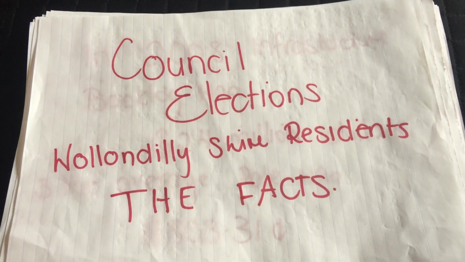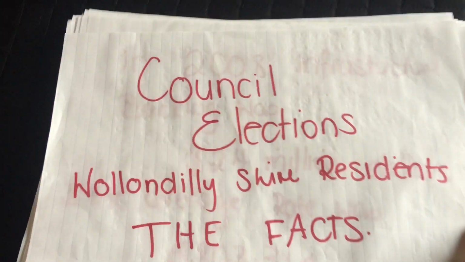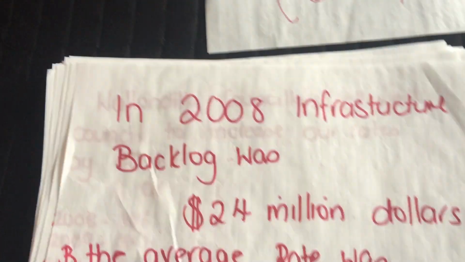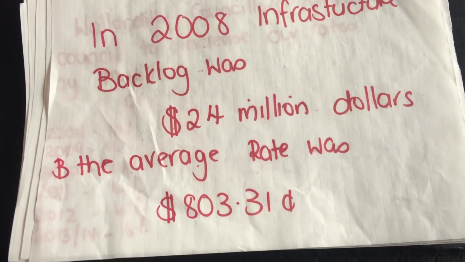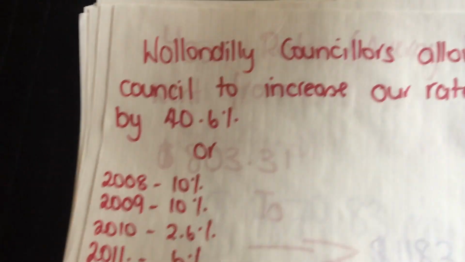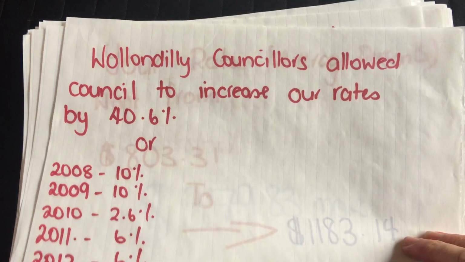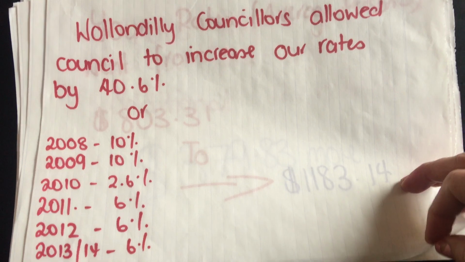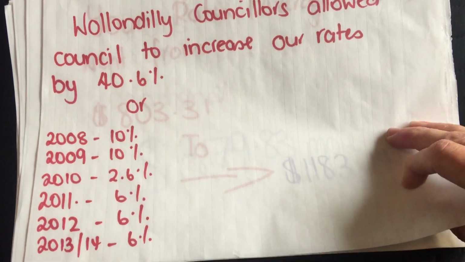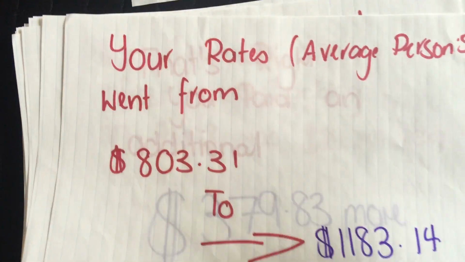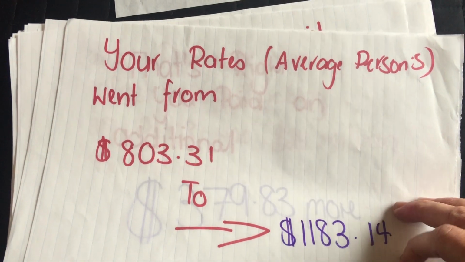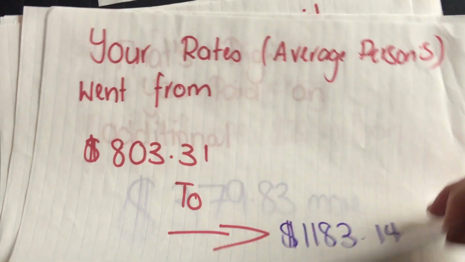Council elections, Wollondilly Shire Council residents, the facts, what you need to know. In 2008, infrastructure backlog was $24 million. The average rate was $803.31. Wollondilly councillors allowed council to increase our rates by 40.6% from 2008 to 2013-14, as you can see by the figures below. Your rates, the average person's, went from $803.31 to $1183.14.